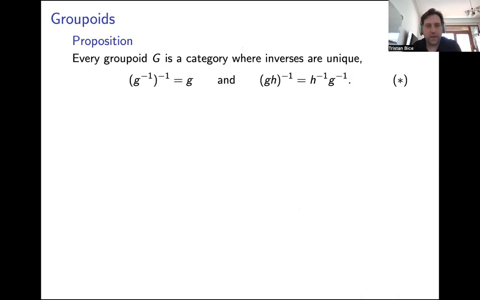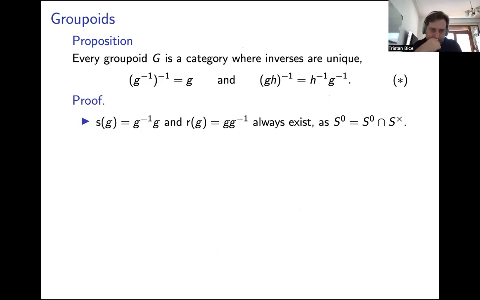So let's talk more about groupoids. The first thing to note is that a groupoid G is indeed a category. And in this category, inverses are unique. Moreover, you have a couple of elementary relations you would expect from group theory: the inverse of an inverse is itself, and the inverse reverses the order of multiplication. It turns G H into H inverse G inverse.